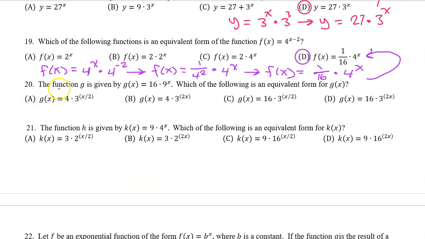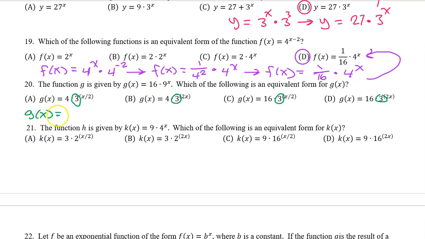Number 20. The function g is given by g of x equals 16 times 9 to the x power. Which of the following is an equivalent form of g of x? So let's see. All of these have a 3 in this position right here. So I could get a 3 to show up in that position if I rewrite the 9 as 3 squared. So let me try that and see if I get one of the answers.